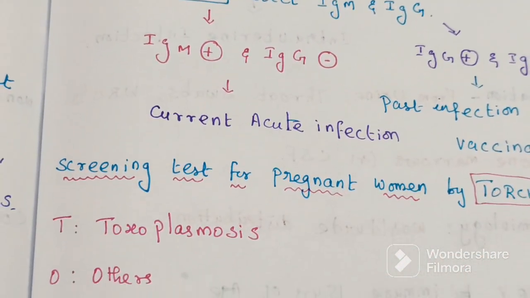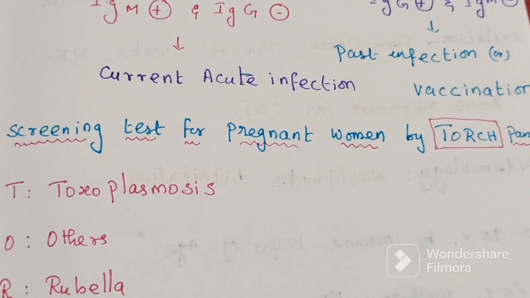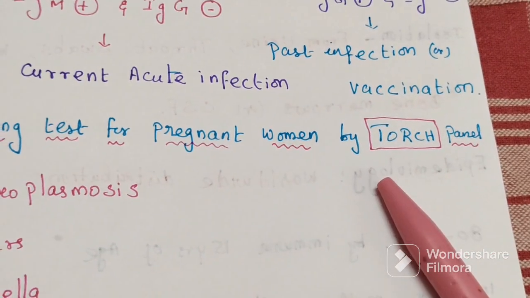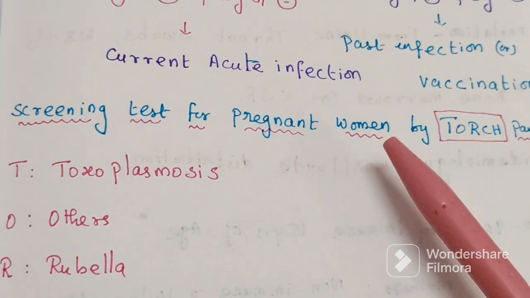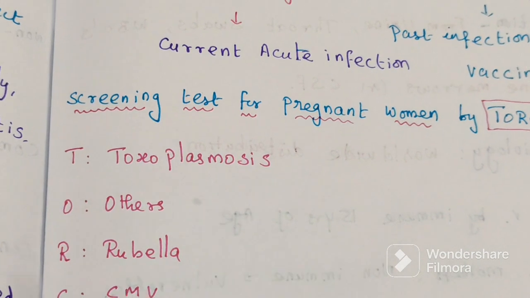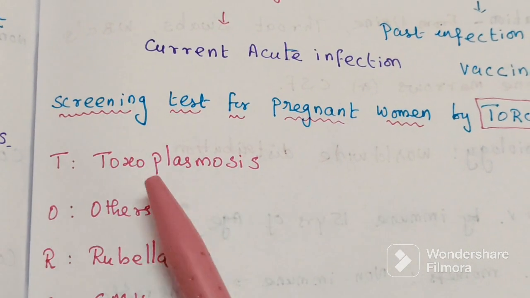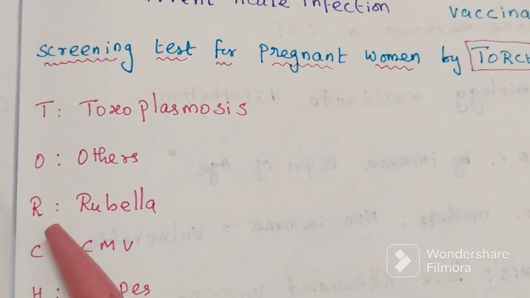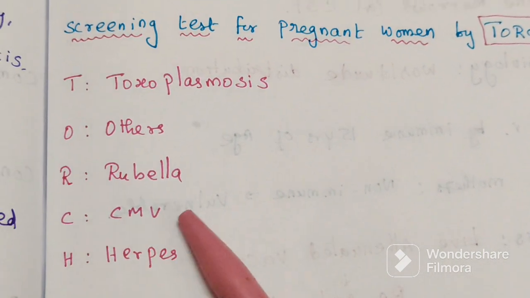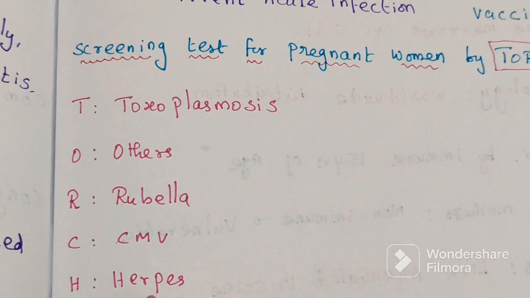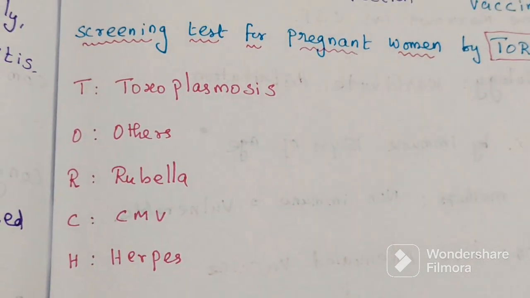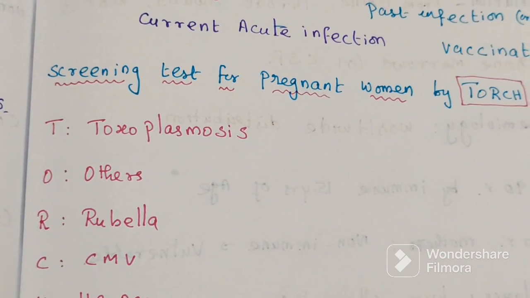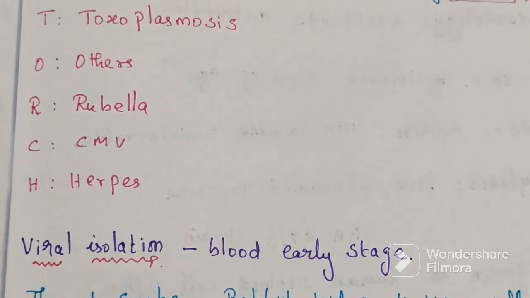Next, the screening test for a pregnant woman is the TORCH panel. The TORCH panel stands for infections: T for toxoplasmosis, O for others, R for rubella, C for cytomegalovirus, H for herpes virus. These are the screening tests performed for pregnant women.